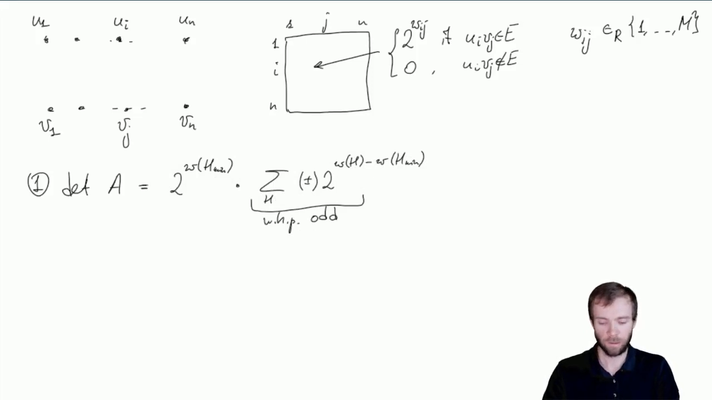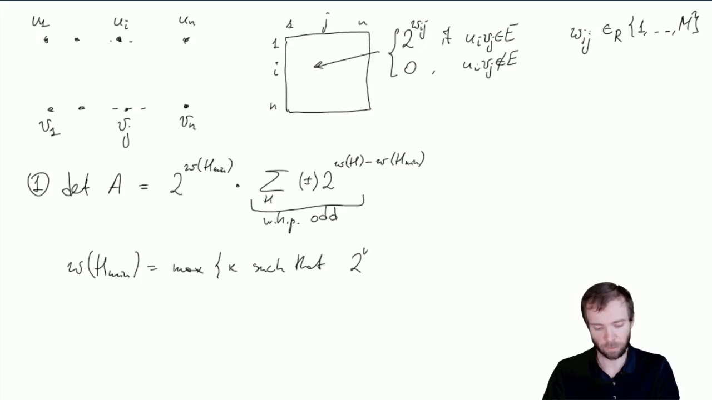So already, by computing the numeric value of the determinant of our matrix, with high probability, we can find the weight of the minimal perfect matching, assuming that it's unique. This weight would be the maximal power of 2 that divides our determinant, because our determinant is equal to this power of 2 multiplied by some odd number. So now we can extract this W of H min as the maximal k such that 2 to the power of k divides the determinant.